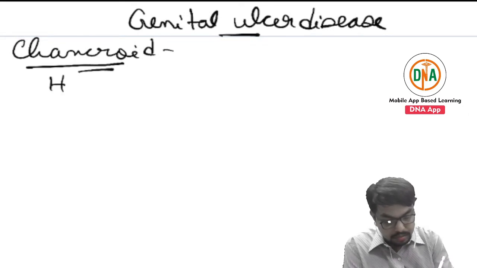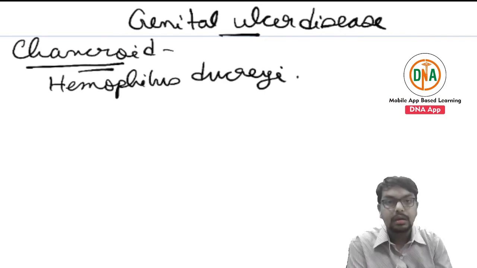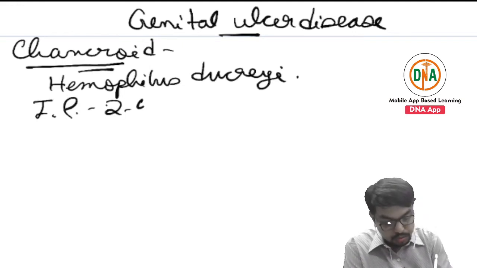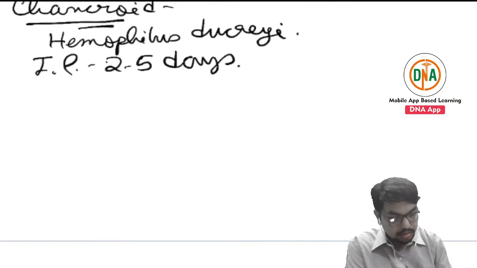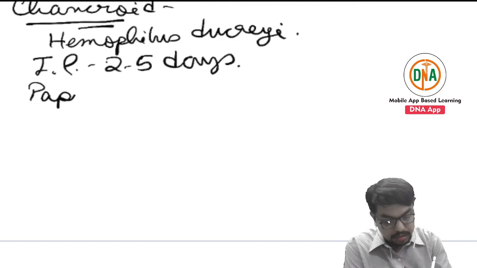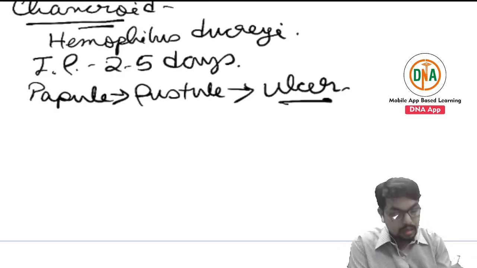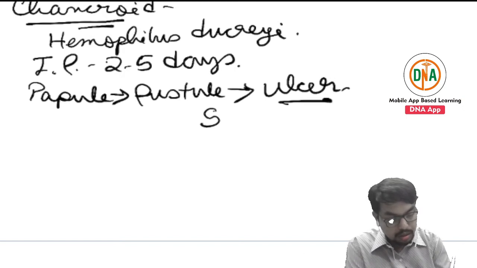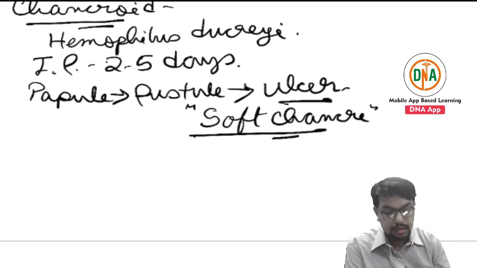The causative organism is Haemophilus ducreyi. Here the incubation period is 2 to 5 days. What is the primary lesion? There is a transient papule which is converted into pustule and it breaks to form ulcer. Now there is no induration under the ulcer, so this ulcer is soft chancre, in contrast to hard chancre of syphilis.